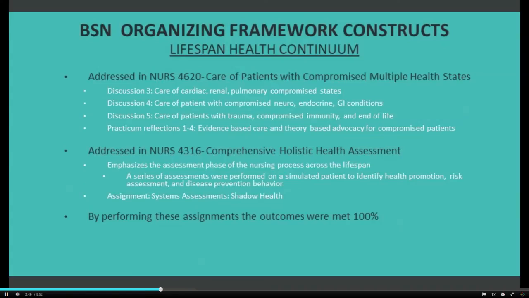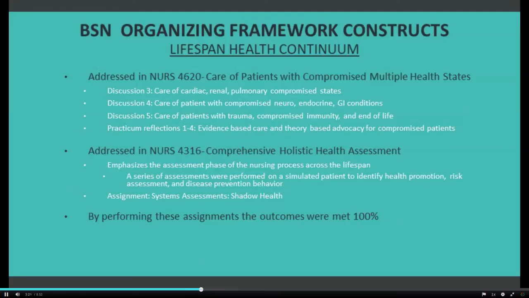The second student learning outcome, Lifespan Health Continuum, supports patients in preventing disease, maintaining wellness, promoting and restoring health, and advocating for death with dignity. Evaluates patient-centered care for patients, clients across the lifespan based on common and complex health needs, and compromise multiple health states when considering multiple determinants of health. This outcome was addressed in Nursing 4620, Care of Patients with Compromised Multiple Health States.